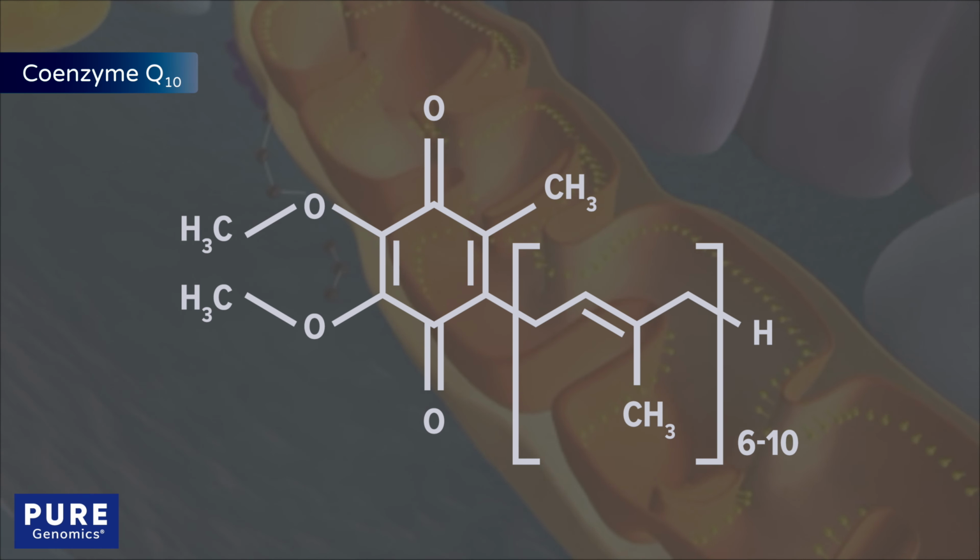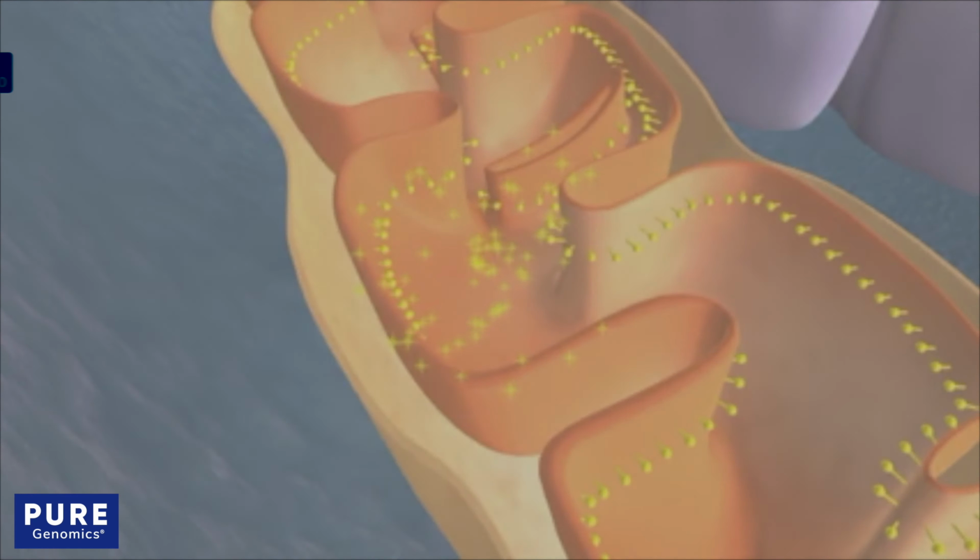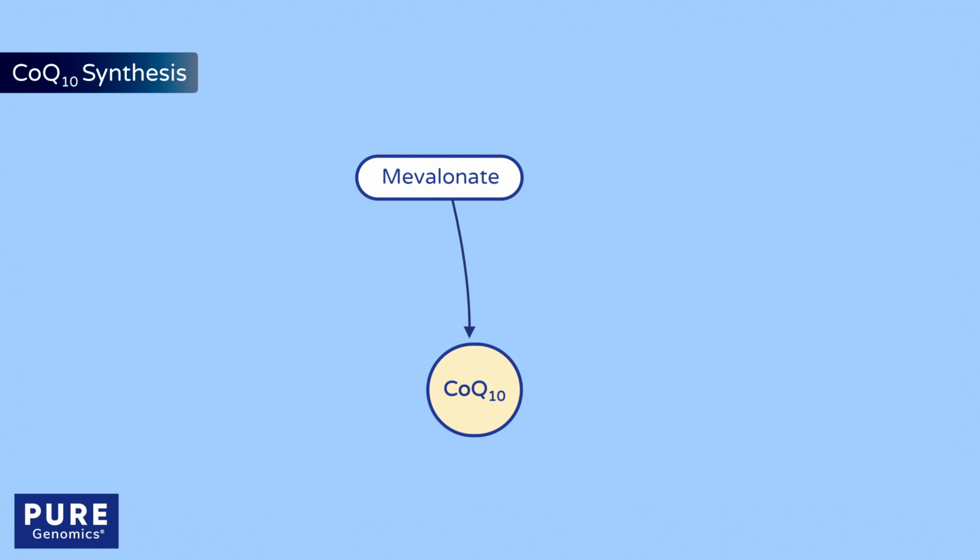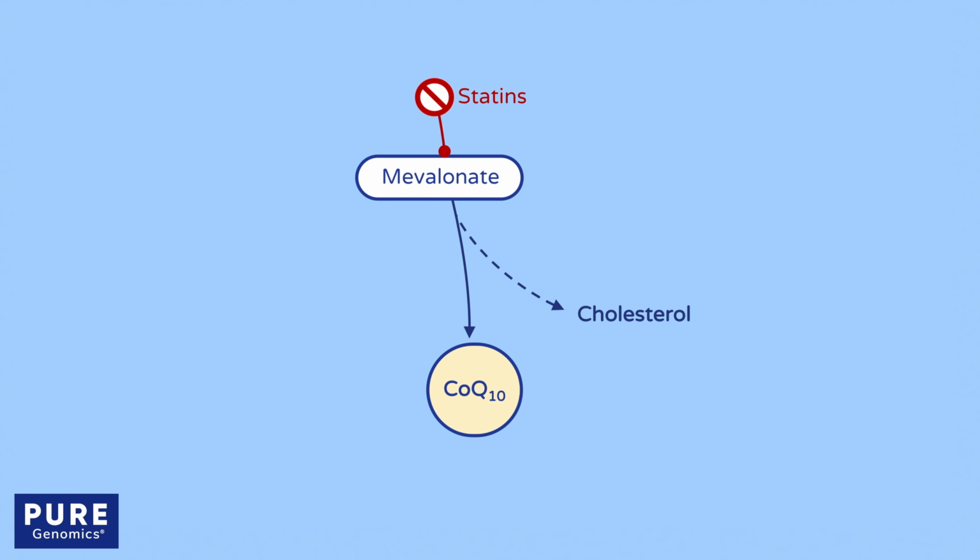Coenzyme Q10 plays an important role in mitochondrial energy production. The body makes coenzyme Q10 from a precursor called mevalonate. Mevalonate is the same precursor that is used to make cholesterol. Statins are a class of medications that lower cholesterol by inhibiting the formation of mevalonate.